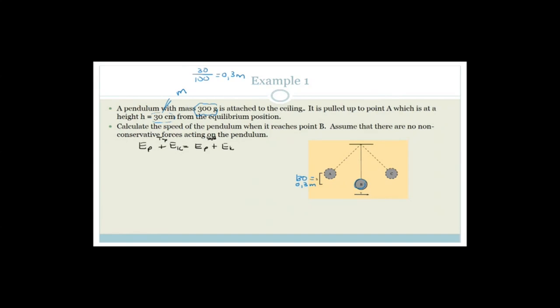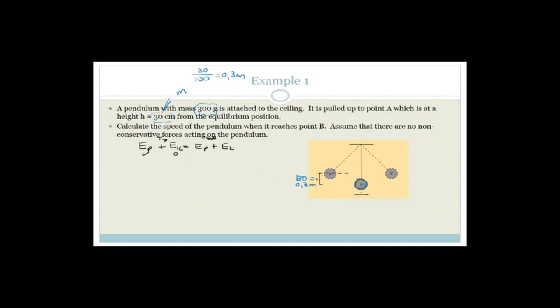Now it says the pendulum was pulled to a point here, and once it reached there, it was held in equilibrium. And then it was dropped. So do you agree that it has potential energy at A, but it doesn't have any kinetic energy? It is dropped from zero, so there is zero kinetic energy.